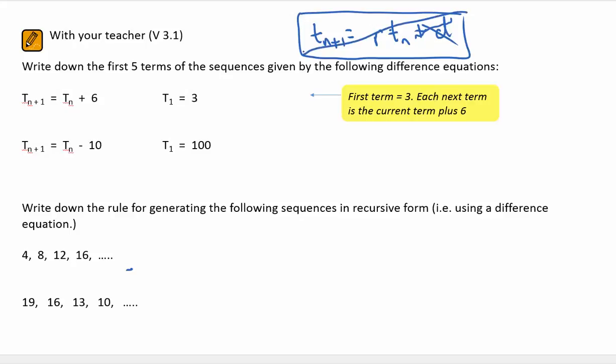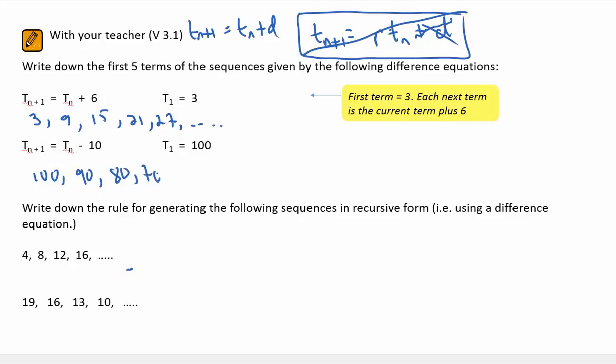In the arithmetic cases though, Tn plus 1 will equal the previous term plus the difference. So in these cases, we can start off at 3, we add 6, so we're looking at 9, 15, 21, and 27, etc. In the next case, we start at 100 and we take from that 10, 10 again, 10 again, etc.